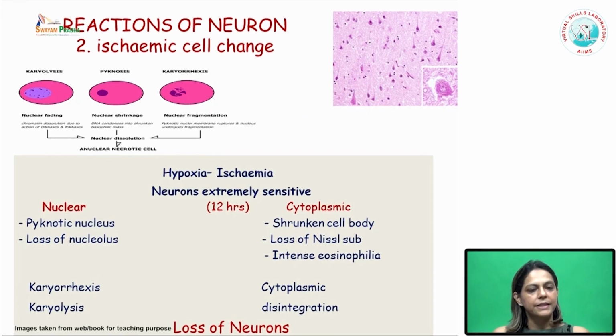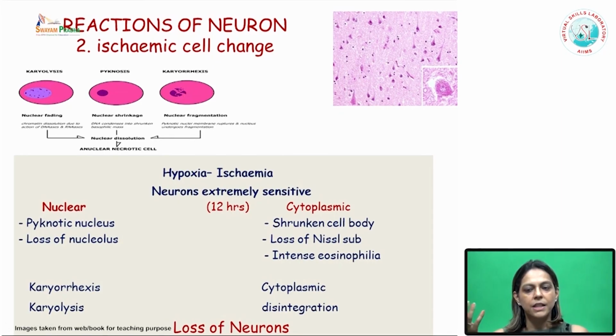Now coming on to the second reaction, the second change which can happen in a neuron is known as ischemic change. In ischemic change, the neuron, the cell becomes pyknotic, the cytoplasm becomes very, very eosinophilic, and the nucleus can undergo three changes, which are known as karyolysis, pyknosis or karyorrhexis. In karyolysis, the chromatin material in the nucleus fades away. In pyknosis, the nucleus becomes shrunken in shape, and in karyorrhexis, the nucleus gets broken.